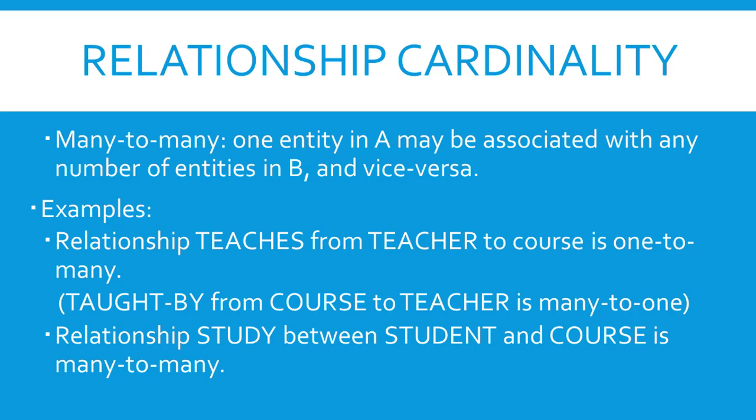The other example is the study relationship. The study relationship exists between student and course. What is the cardinality of this binary relationship? A little thought will tell us that it is a many-to-many relationship. What it means is that one student may be studying many courses, and one course may be studied by many students.